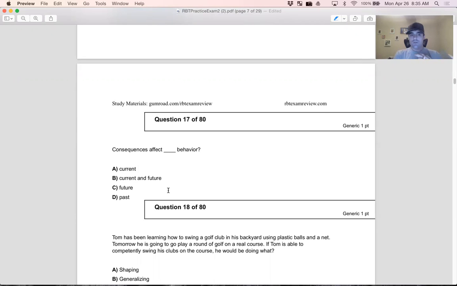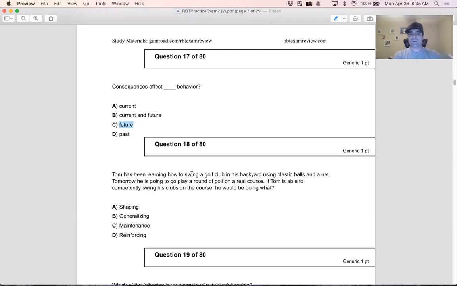So that three-term contingency, or SD, our behavior, our consequences. Our consequences influence future behavior. Okay. What about past? No, right? Behavior just happened in the past. You can't change it. It's already happened. Okay. Past behavior influences how we treat other behavior, right? But we can't do anything about it. So consequences have no impact on past behavior. Consequences affect future behavior.